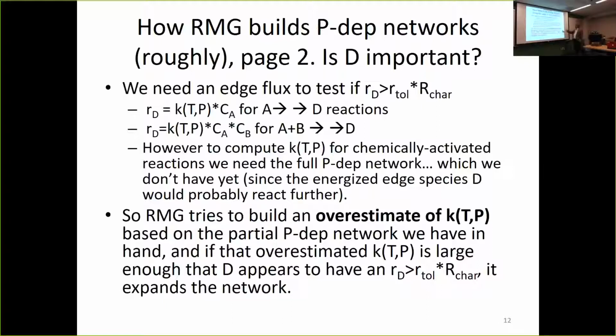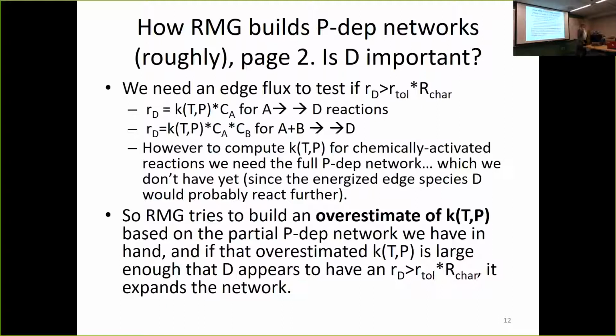However, in order to compute that, I actually have to know the whole network in order to write down the master equation of all those balance equations in order to actually solve and figure out the K. But I don't have the whole network yet. I've only started to explore. I only have a partial network. So what RMG tries to do is build an overestimate of the rate coefficient K. And if I use an overestimate of the K, and I use these real concentrations, and this whole number still turns out to be tiny, then I can forget about D.